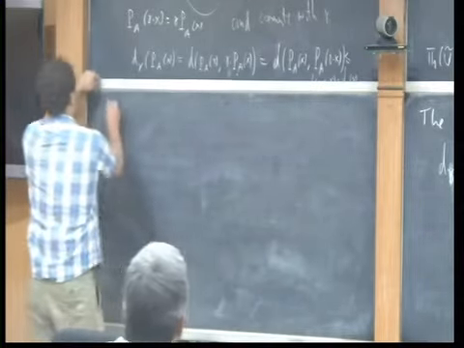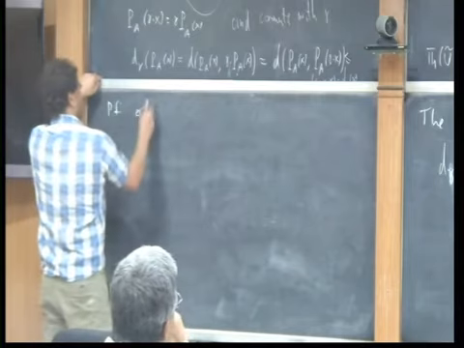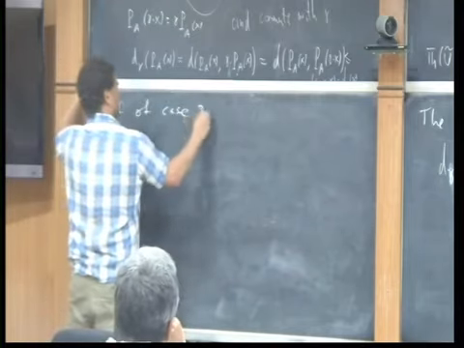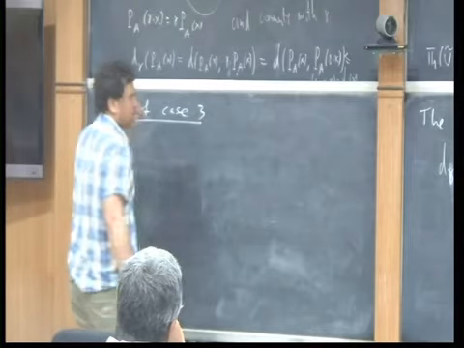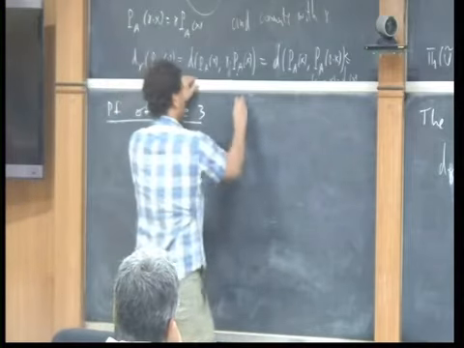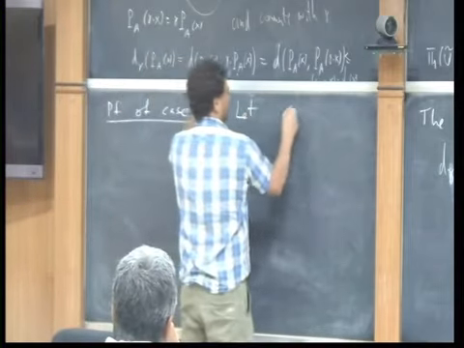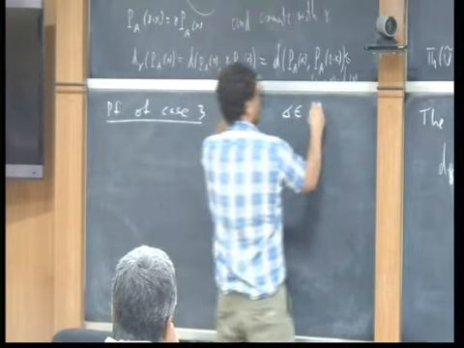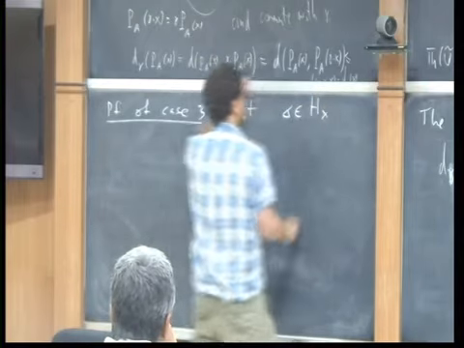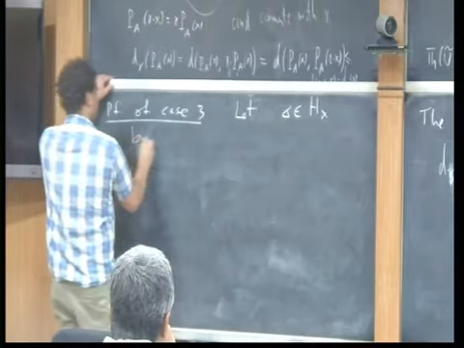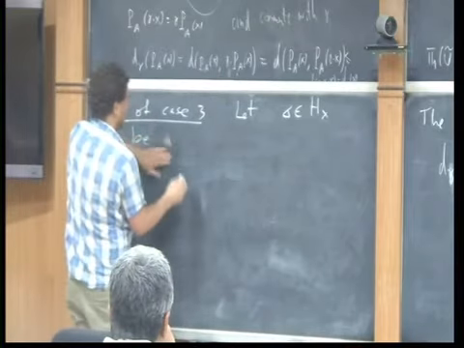So, proof of case 3. So, let sigma inside Hx be central and parabolic.